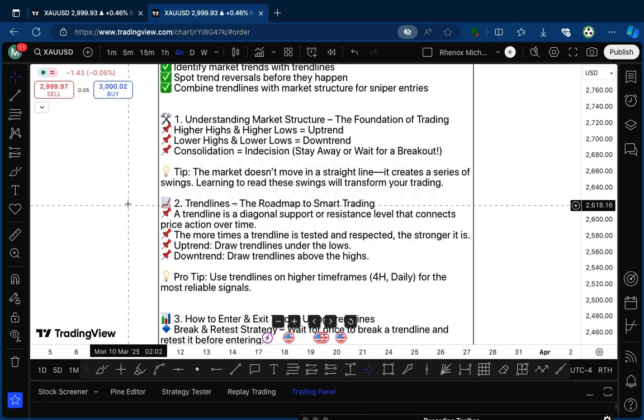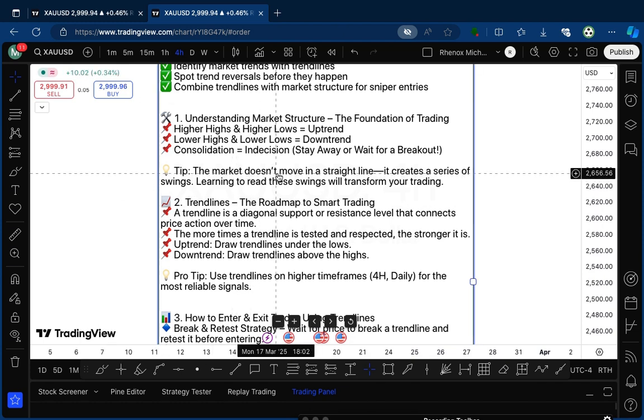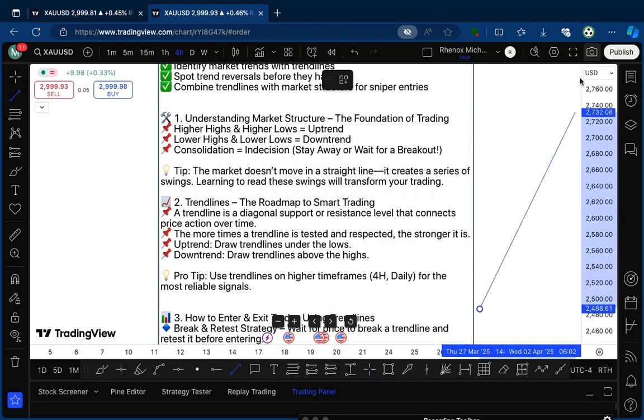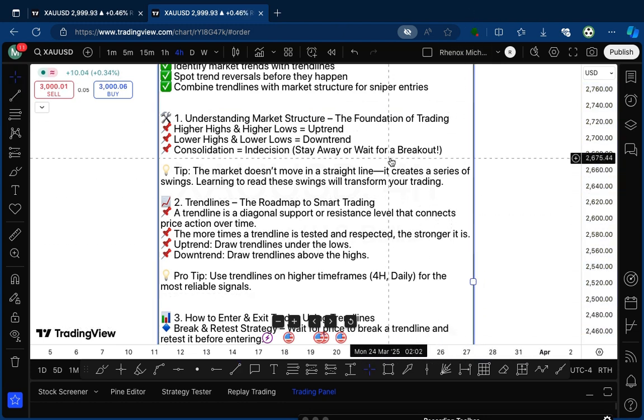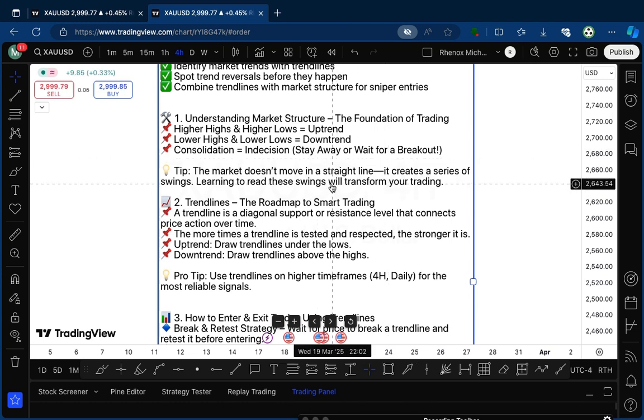Now a tip for you guys: the market doesn't move in a straight line. The market never moves continuously in the same direction. It doesn't just keep moving vertically or horizontally. Price moves in waves. It goes up and down. If you learn to read these swings, you get to transform your trading journey as a trader.